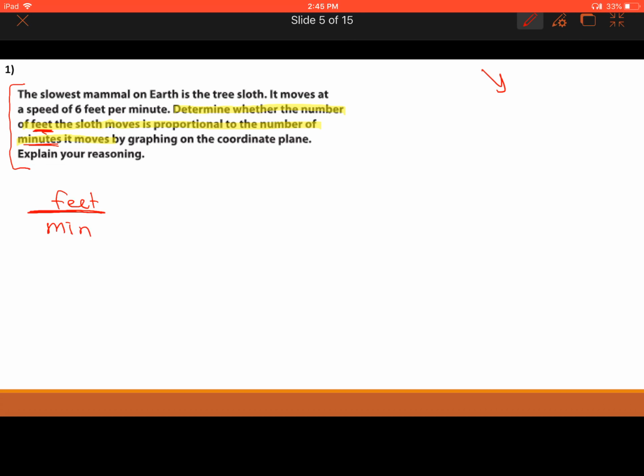All right, well, let's look at some other important information. How many feet is this sloth traveling per minute? Well, according to the text, this sloth is traveling 6 feet every single minute.